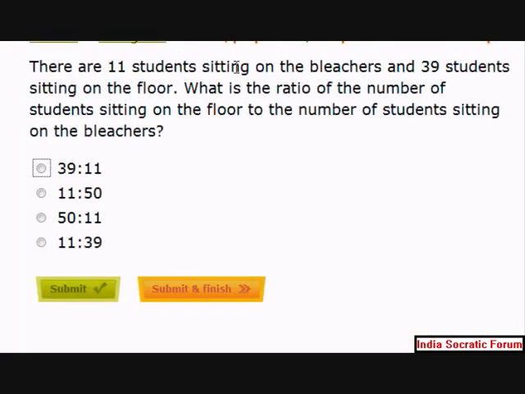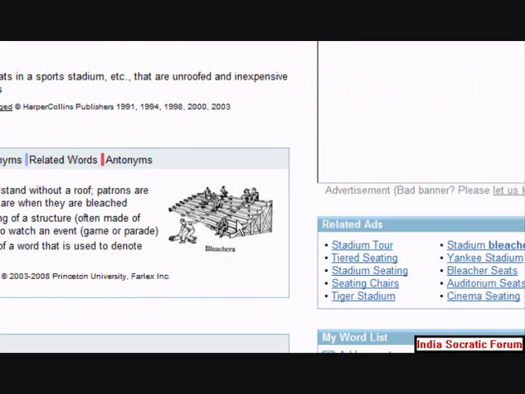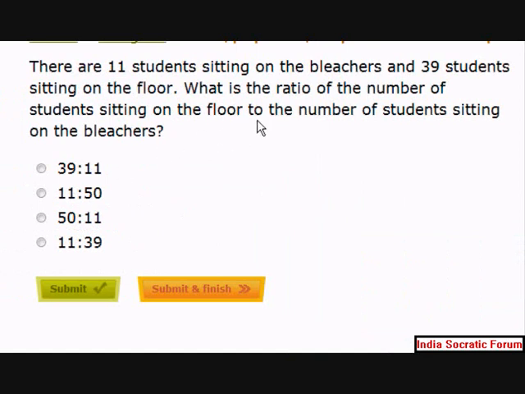There are 11 students sitting in the bleachers. 39 students sitting on the floor. What is the ratio of the number of students sitting on the floor to the number of students sitting on the bleachers? Bleachers. This is a bleacher. Bleacher is with no cover. People sitting like this is called bleachers. Sitting on the floor is here. Okay, now we will see how many students are sitting on the floor and how many on the bleachers, and let's find the ratio of sitting on the floor to sitting on the bleachers.